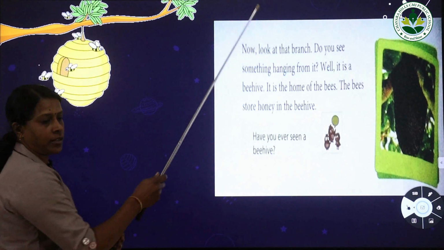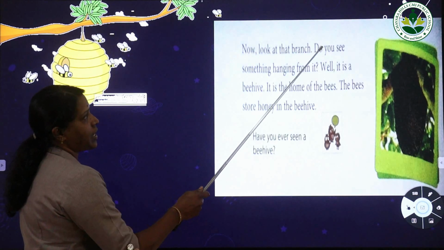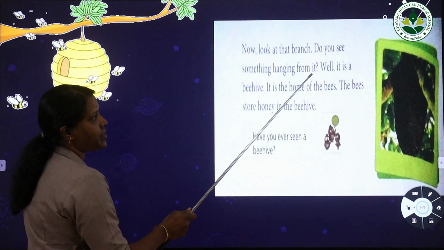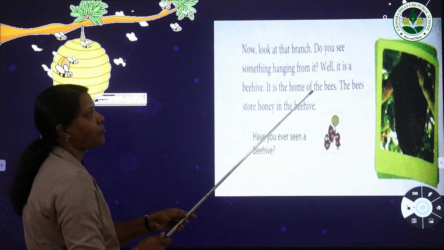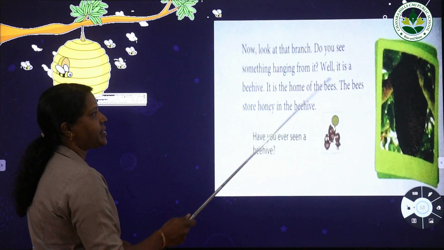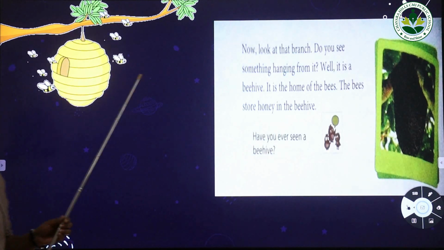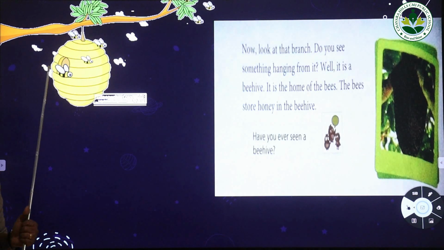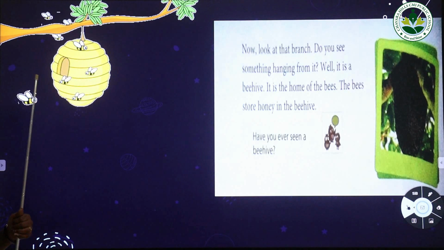So, in your textbook, listen. Now, look at that branch. Do you see something hanging from it? Well, it is a beehive. It is a home of bees. The bees store honey in the beehive. So, here we can see a beehive.